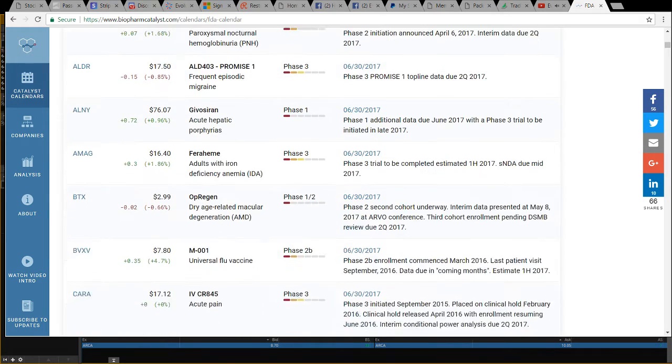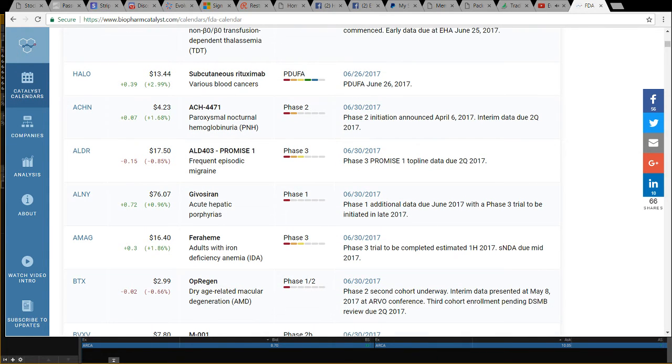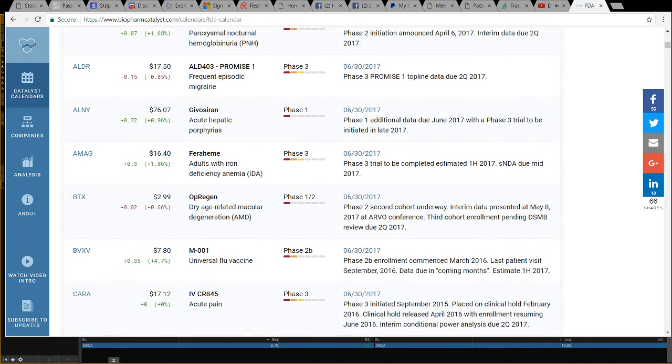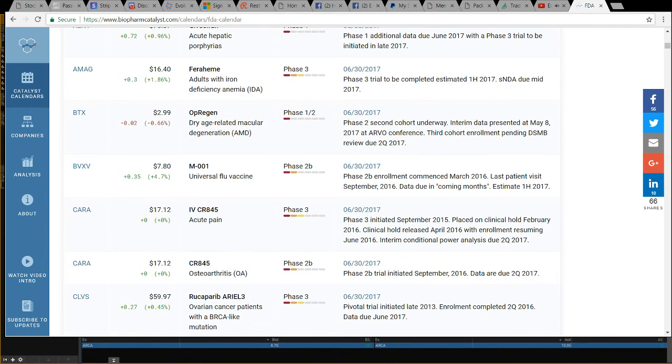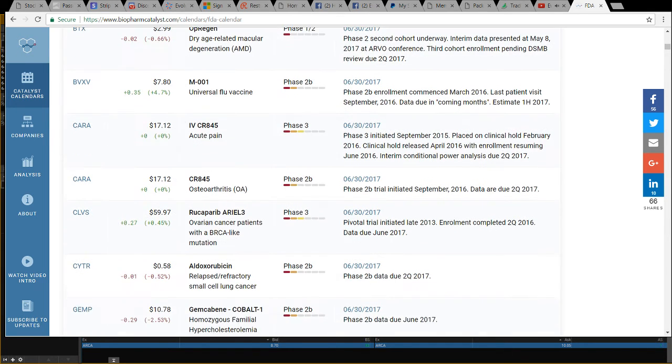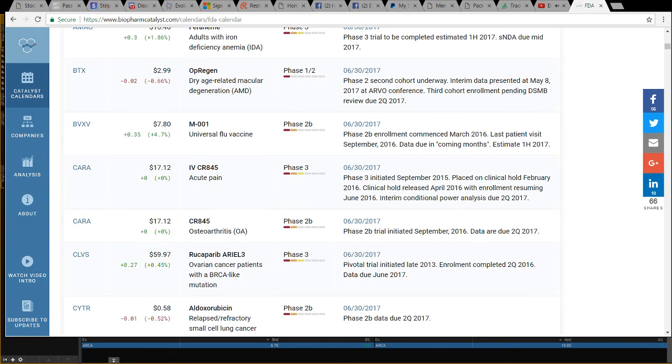This one is coming out with some interim data, it seems. There was a couple others. BTX, I know we went over this one. A couple people were holding this one. This was a longer hold for those that were holding this one. This was a long play that a couple people got into. I believe they exited early as well. But you can see you have the news coming up on the 30th.